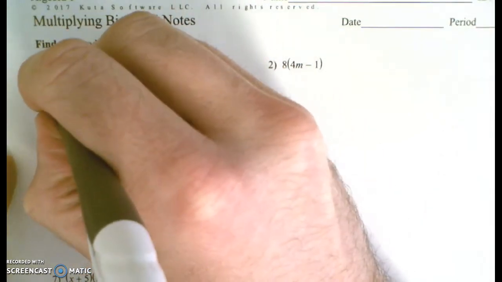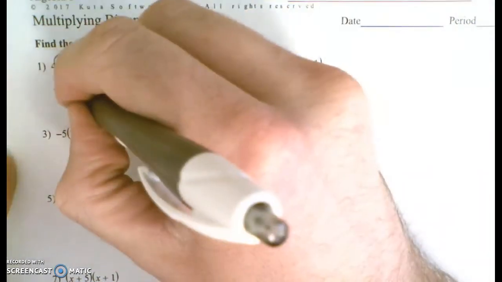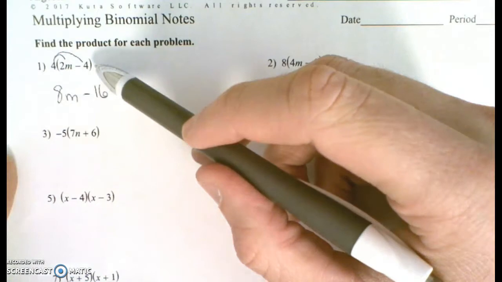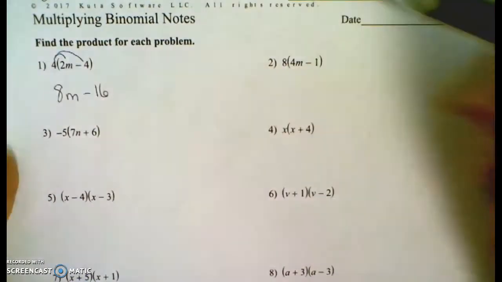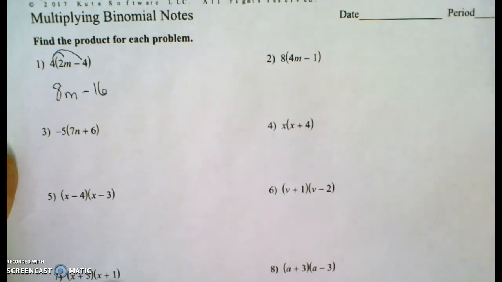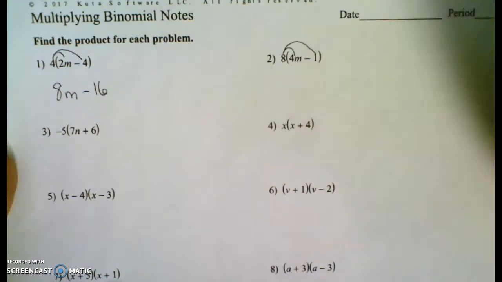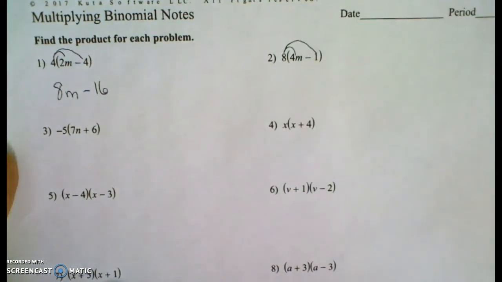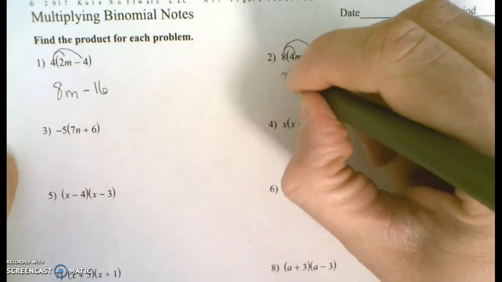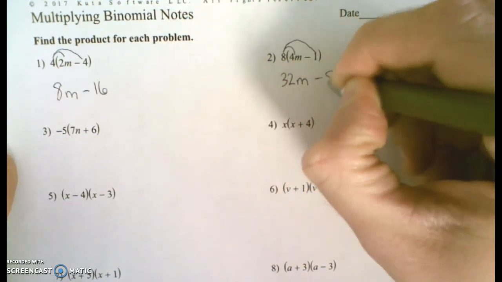So 4 times 2m is 8m, and 4 times negative 4 is minus 16. So this expression can be simplified, or you can distribute the number on the outside to get 8m minus 16. This is something we worked on first semester. So doing it over here, I'm distributing to both things inside the parentheses. 8 times 4m is 32m. 8 times negative 1 is negative 8.